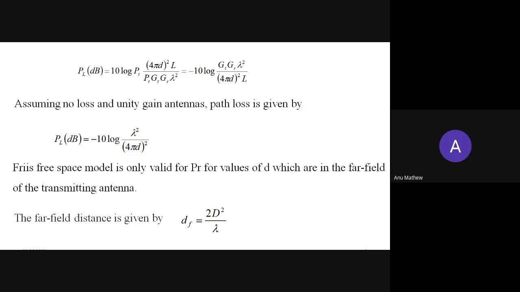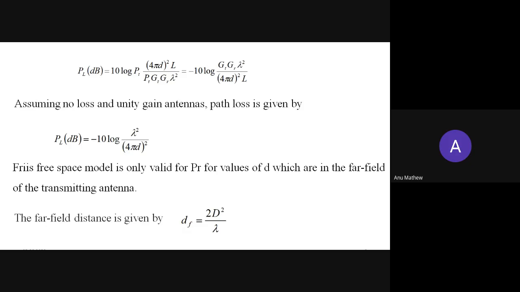Assuming no loss and unity gain antennas, the path loss is given by PL in dB equal to minus 10 log of lambda squared divided by (4 pi d) whole squared. We are assuming that there is no loss, that means the value of L is 1 and the antennas have unity gain. Then the free space model is only valid for received power Pr for values of d which are in the far field of the transmitting antenna.